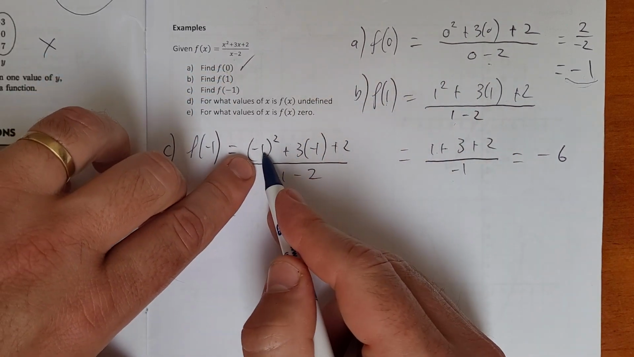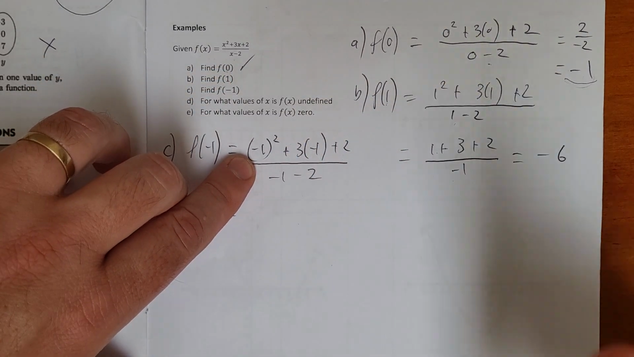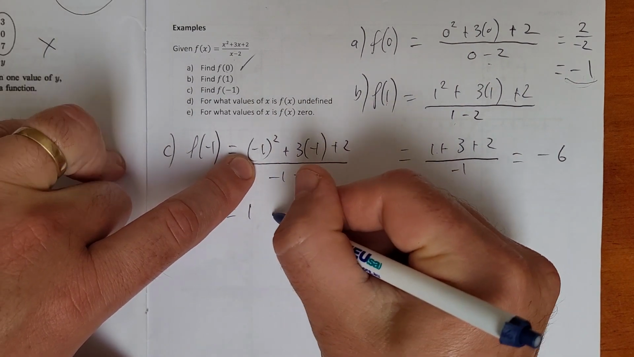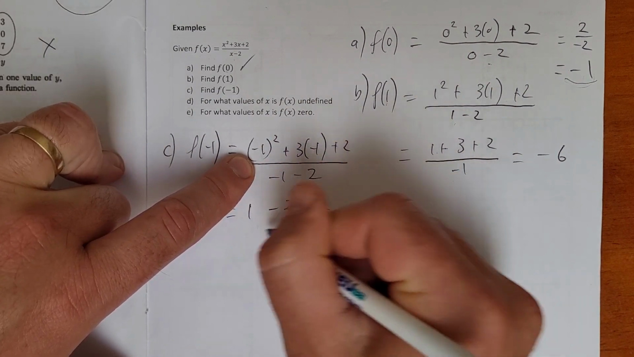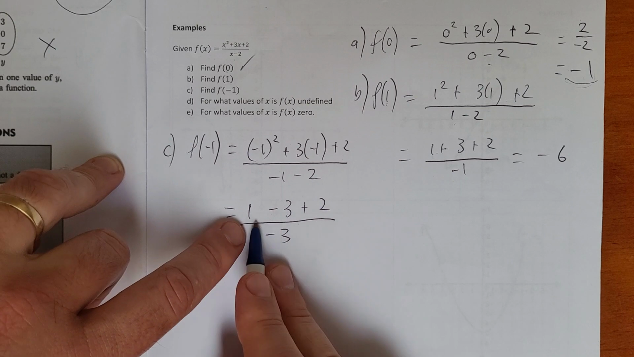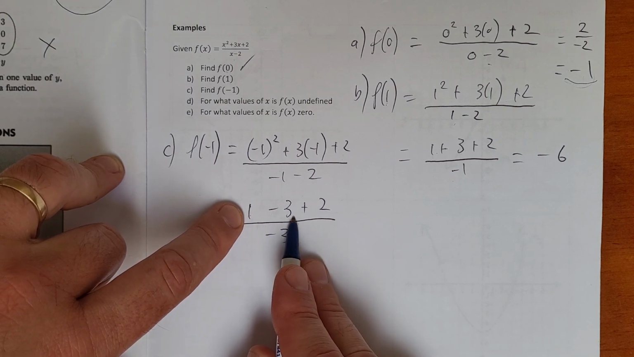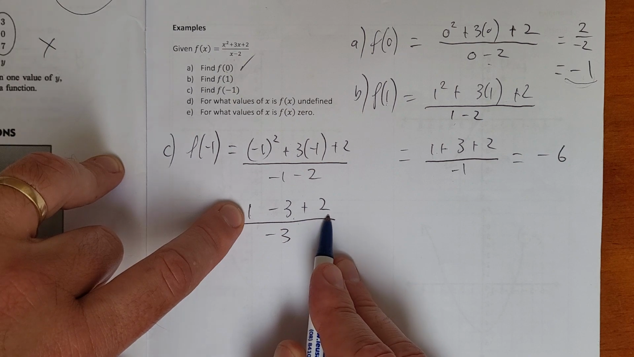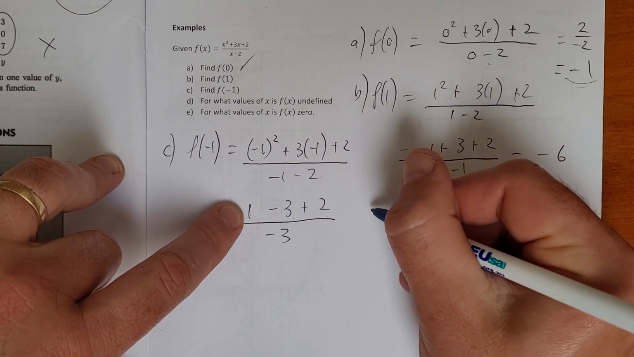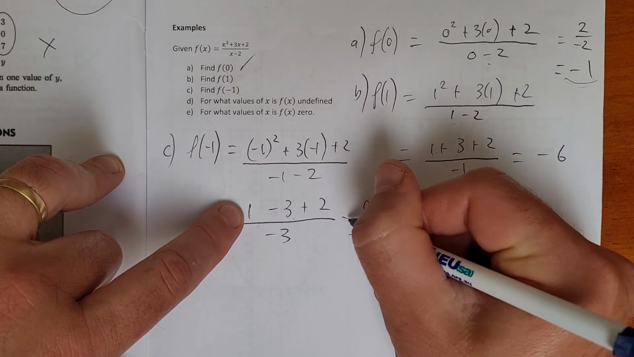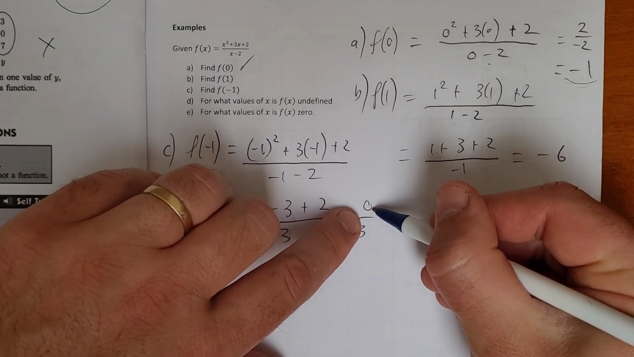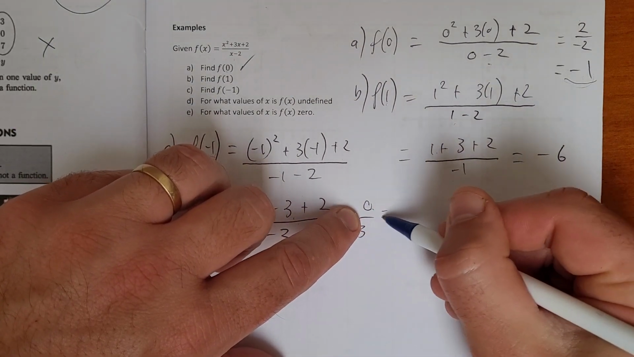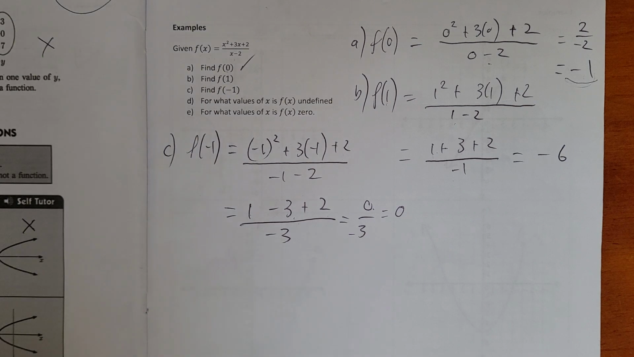Minus 1 squared is minus 1 times minus 1, so positive 1. Take 3 plus 2, divided by minus 3. And let's evaluate this. 1 take 3 is minus 2. Minus 2 plus 2 is going to be 0. So we have 0 at the top and minus 3 at the bottom. Now 0 divided by minus 3 is 0. We can divide 0, but we can't divide by 0. So you can remember that.